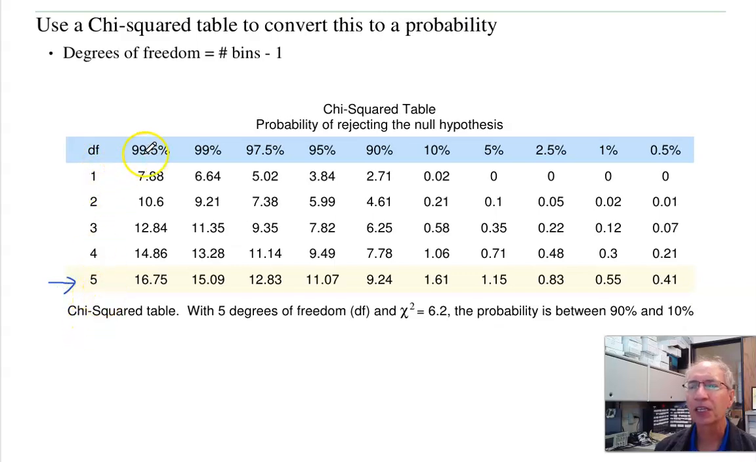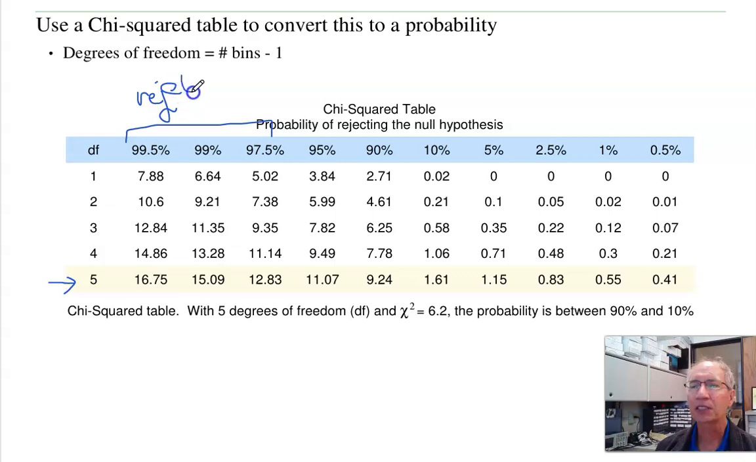That's the left side. The top is the area, the probability of rejecting the null hypothesis. If the data is very, very different, I get a high chi-squared score. If the data matches up really, really well, I get a low score. I take the number that I get and go through the table and see what the probability is. And what these numbers mean, if it's a really high probability, that means reject the null hypothesis.